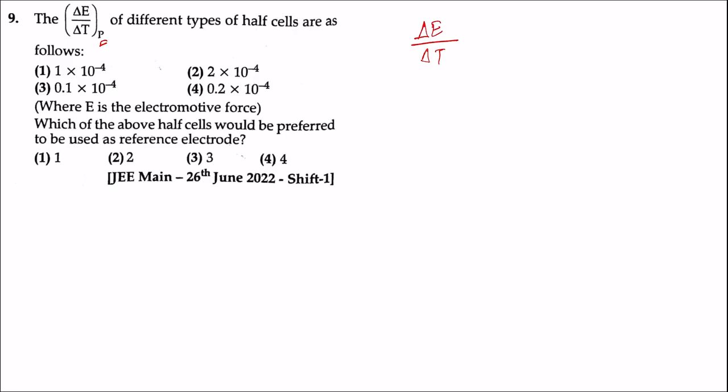Therefore, the one with the least value of delta E by delta T will show very little change in EMF with change in temperature. So it can be used for a wide range of temperature. Out of these options, the one with the least value of delta E by delta T is option 3. Here the value of delta E by delta T is 0.1 into 10 to the power minus 4, which is the least. So the correct option is option 3.